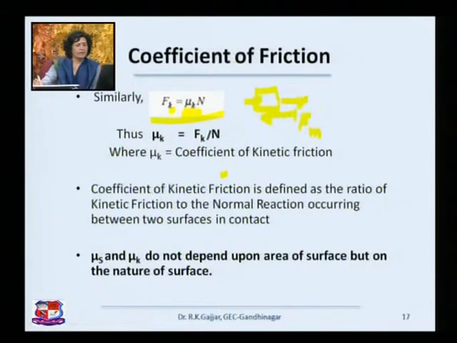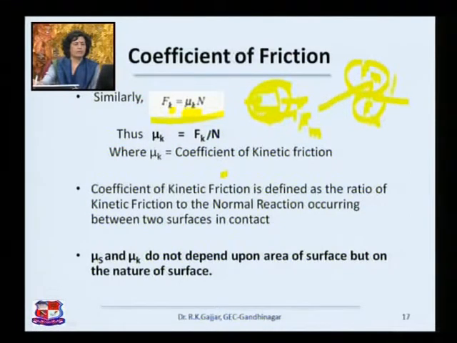Beyond that point, remember, you reached Fm, there is a sudden drop and you have kinetic friction. Motion has started, body has moved, Fm has dropped. Then comes into picture your kinetic friction. So once again, kinetic friction equals mu k into N. What is mu k? Coefficient of kinetic friction.